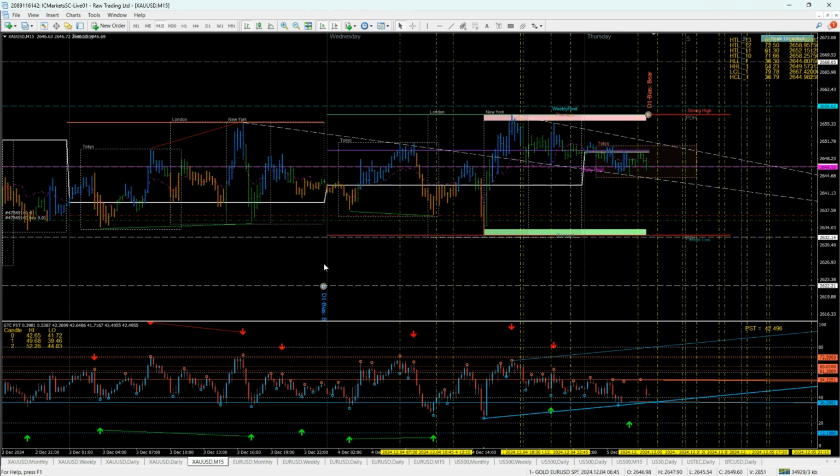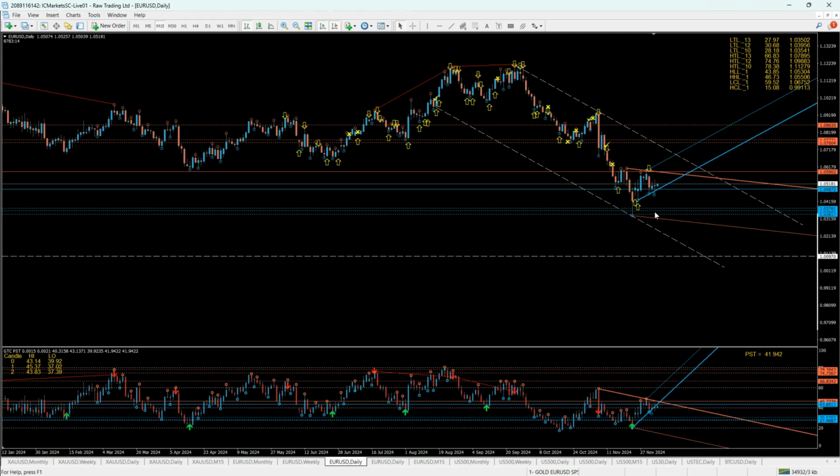All right, and that is why. Let's take a look at the euro dollar. With the euro dollar, yesterday I did say this is a pennant. So from an up move, we should want to sell, and that's what the market did.